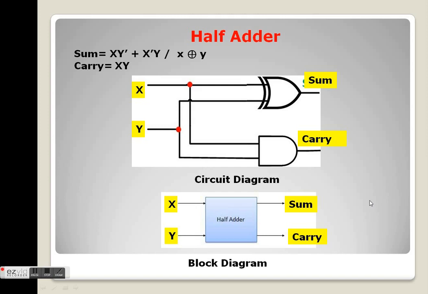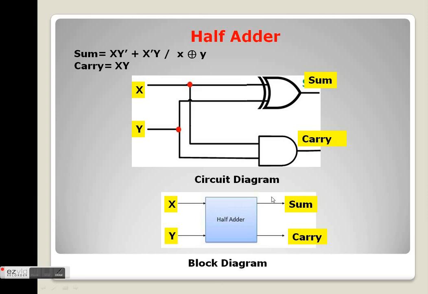Students, now the boolean expressions for the outputs sum and carry are ready. Now the next step is to draw the circuit diagram. From the boolean expressions, we can clearly observe that for the implementation of sum, we will need an exclusive OR gate, and for the implementation of carry, we will need an AND gate.